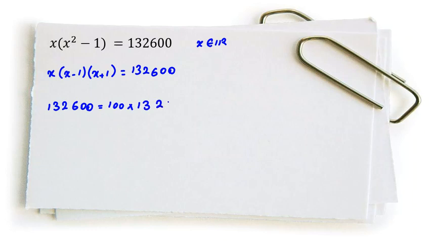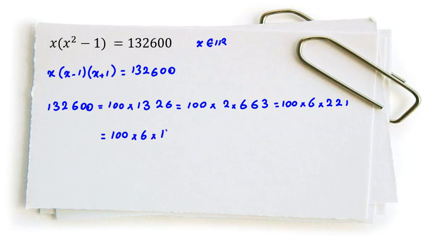100 times 1326. This number is a multiple of 2, so it will be 100 times 2 times 663. And 663 is a multiple of 3, so we can write it as 100 times 2 times 3 times 221. Is 221 a multiple of 3? No. Of 7? No. Of 11? No. Of 13? Okay, it's a multiple of 13, and it's 13 times 17. So 100 times 6 times 13 times 17.